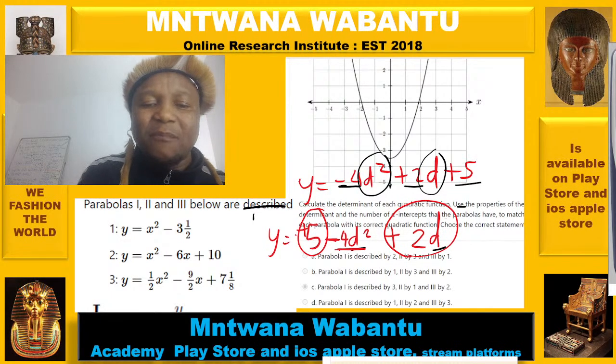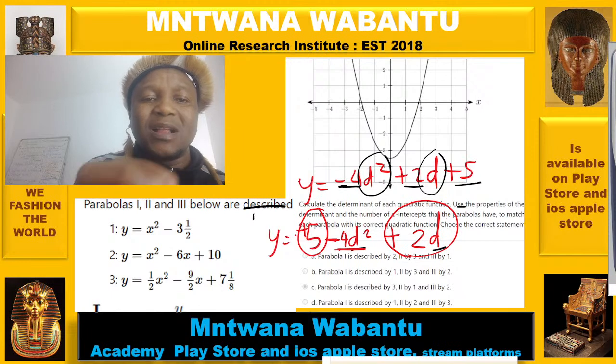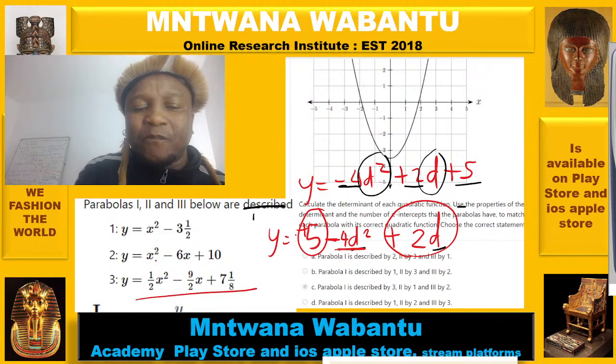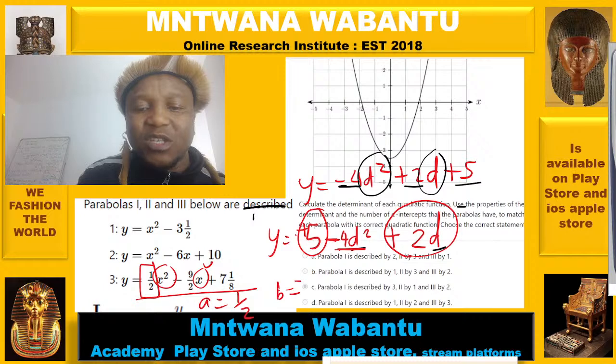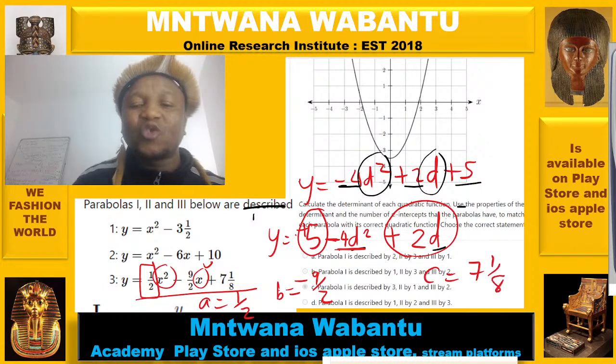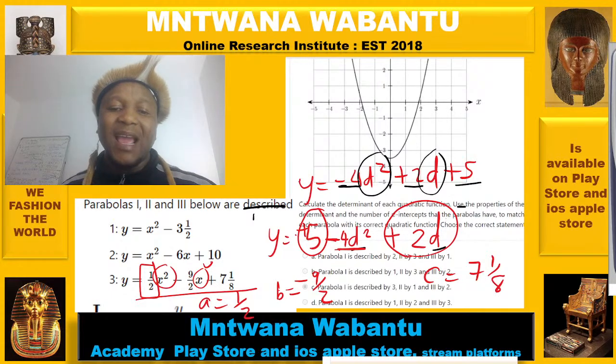So if you look carefully here, we can come back to the question. We're going to say, well, this is quadratic, yes, because there's an x squared and there's an x. And the number before x squared is our a, so our a equals a half. And our b is the number before x, which is negative 9 over 2. And our c equals 7, 1 over 8. So now we know how to get a, b, c in any quadratic.